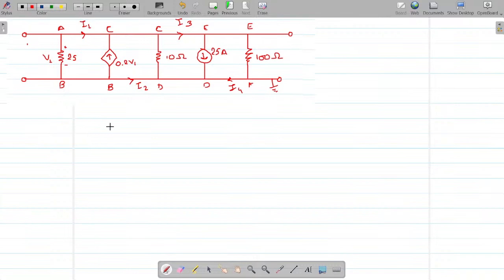Okay. So starting with the leftmost branch, can I write the current in the branch A to B? The entire node is V1, right? Can I write V1 upon 25, because higher potential minus lower potential divided by the resistance will give you what? Outgoing currents at this point, at this point, at this point.